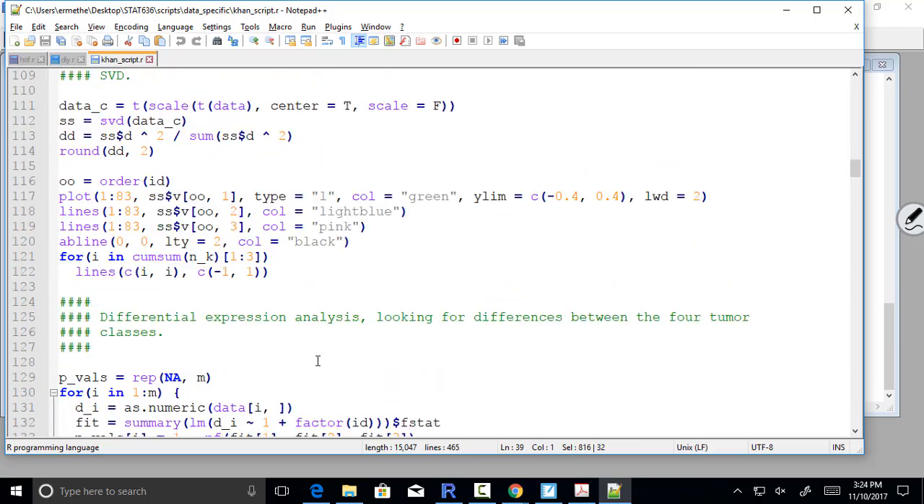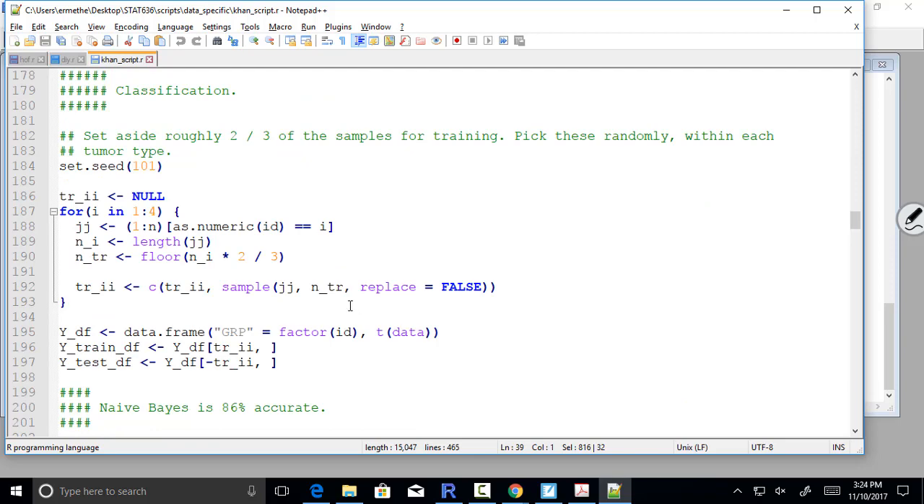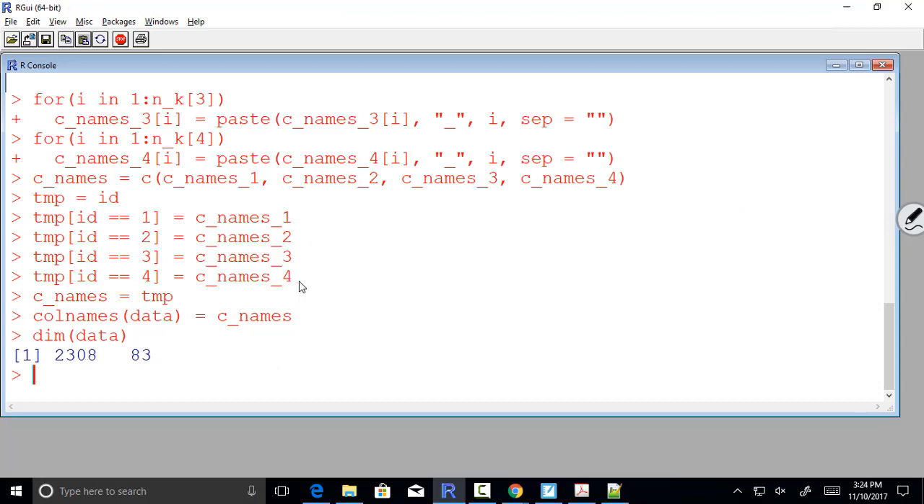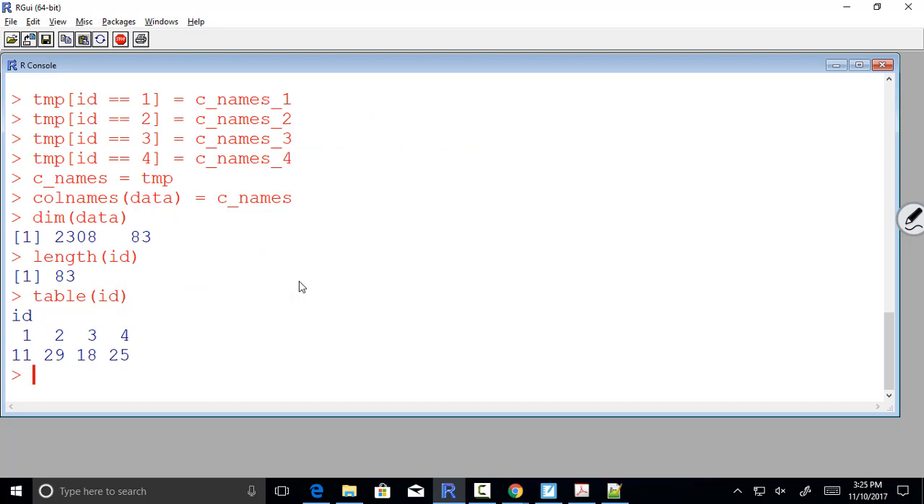In addition to those, if we're going to do predictive modeling, there needs to be some response variable. And I think the response is in the object called ID. So I created an object called ID. It's the same length as the number of individuals. If I table ID, it's a categorical variable. And if I table it, it will give me the frequencies of each possible value of ID.